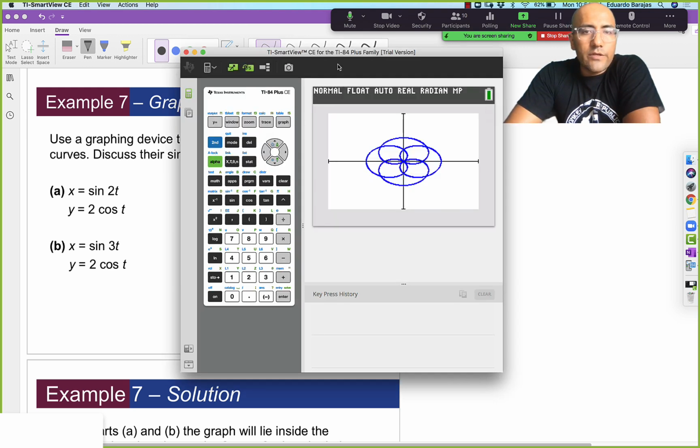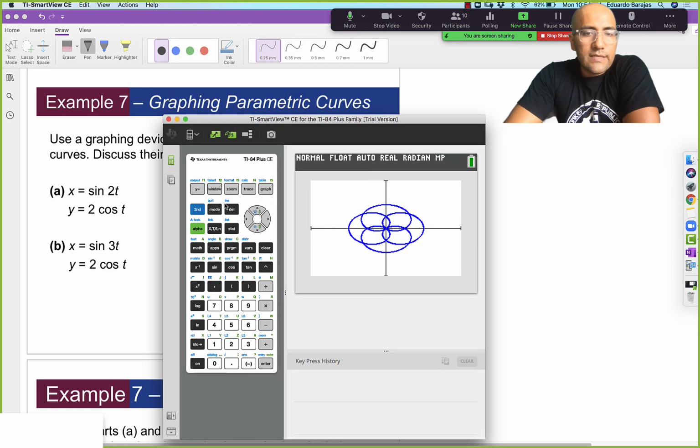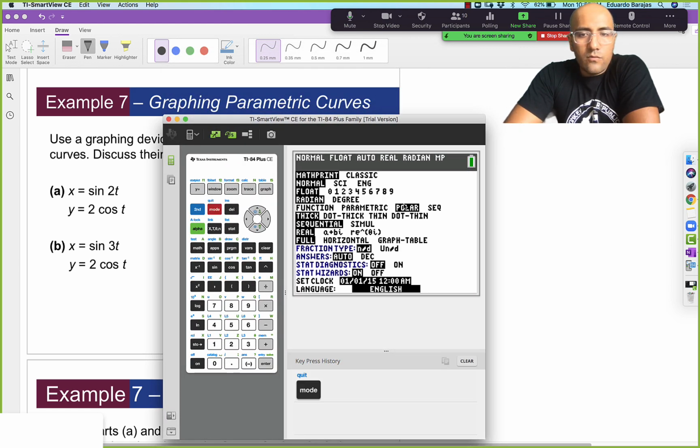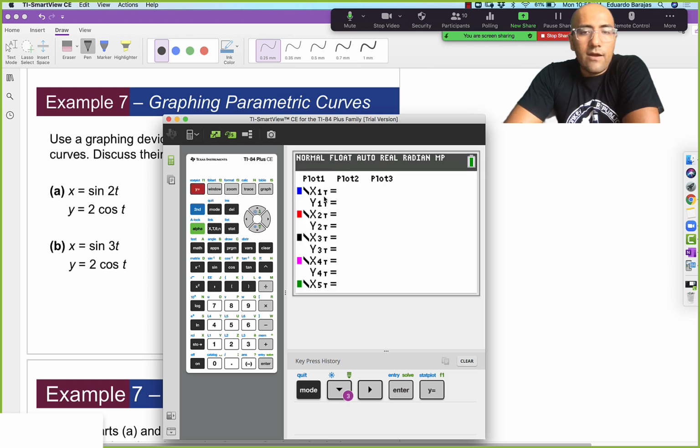The first thing we want to do when we get to our calculator is go over to where it says mode. We normally work with functions, and we had polar, and now we want to go here where it says parametric. So go down, down, to the right, down, to the right, parametric, hit enter, and now the calculator knows we're in parametric form.